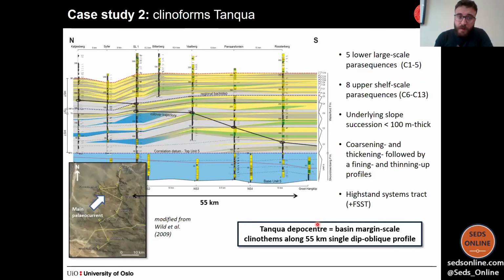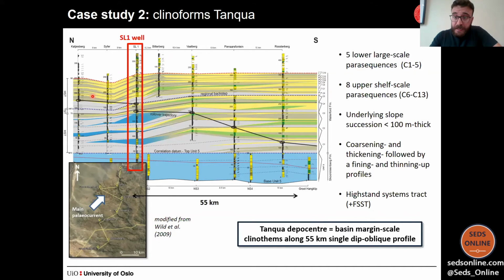So then we went to another part of the basin, in this case, the Tanqua Depocentre. This is another correlation panel that is modified from some work done by Richard Wild during his PhD. And Richard also documented a series of clinothems that were building onto the basin from south to north. And the black line is showing the trajectory of the shelf margin.